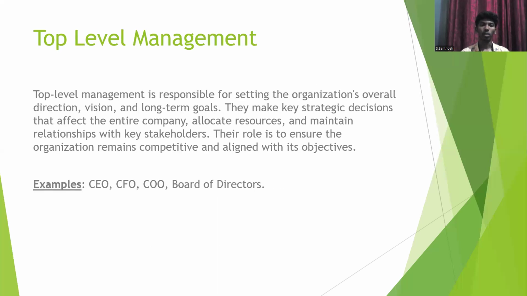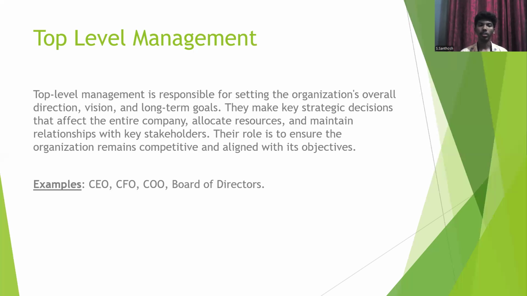Top level management. Top level management is responsible for setting the organization's overall direction, vision, and long term goals. So, the top level management helps to set the goals and the rules for the organization to run properly. They make the key strategic decisions that affect the entire company, allocate resources, and maintain relationships with key stakeholders. As you can see, the entire organization has to work based on the goals and rules that are set by the top level management, and also the resource allocations, profitability, and productivity are all specified according to the top level management itself.